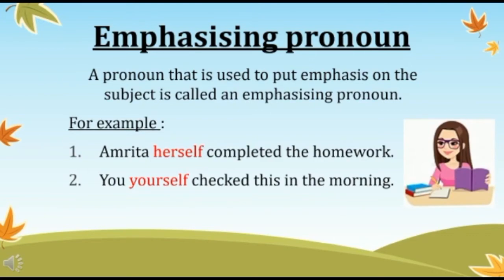In these sentences, words like herself and yourself are used to put emphasis on the doer of the action, that is the subject.